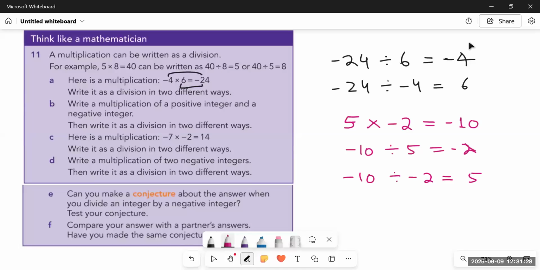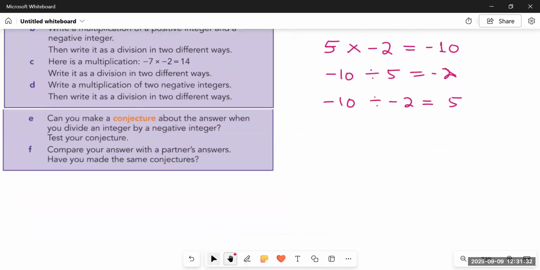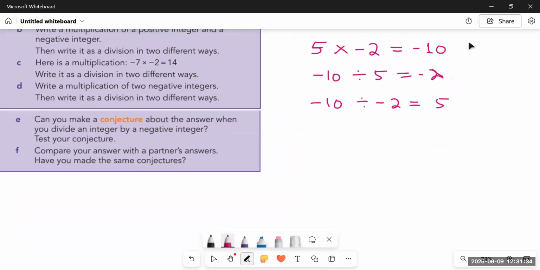Okay, fine. Now they're saying here's a multiplication, minus 7 into minus 2 is equal to 14. Earlier, they were telling us the multiplication of a positive and a negative number. Now in part C, they are telling us the multiplication of both negative numbers. So the answers are positive. So how can we write it as a division?